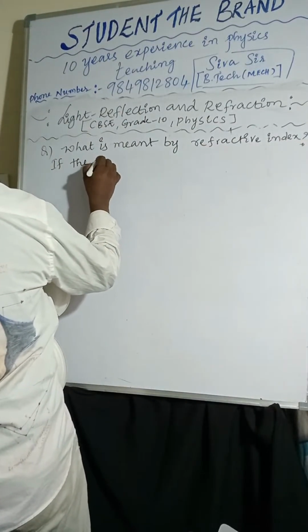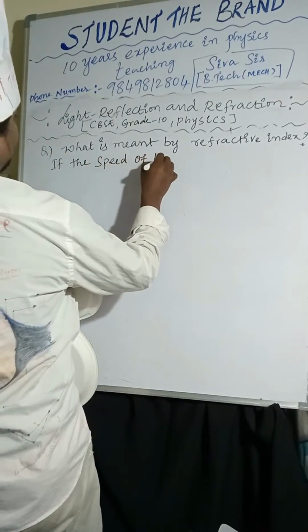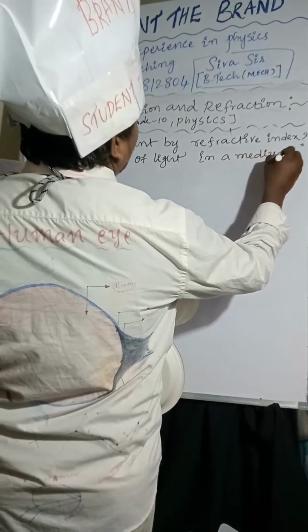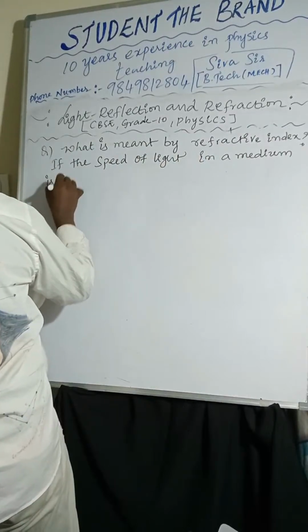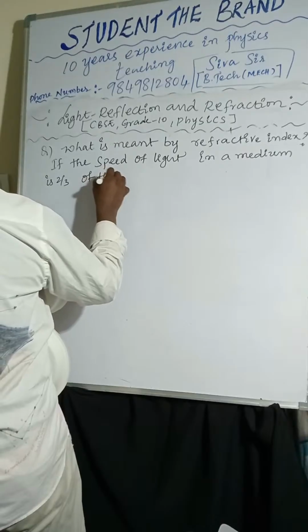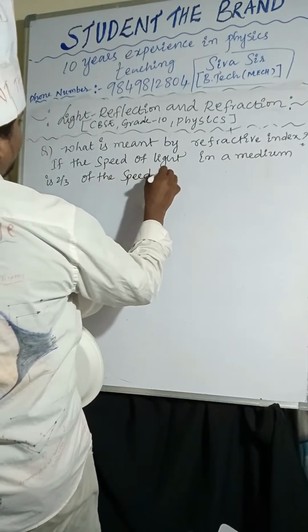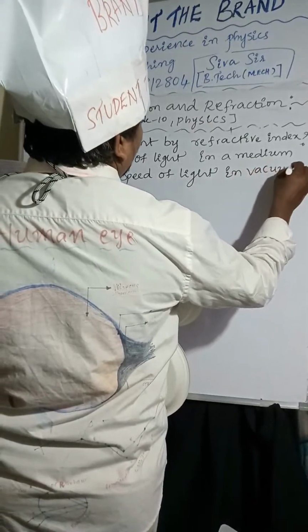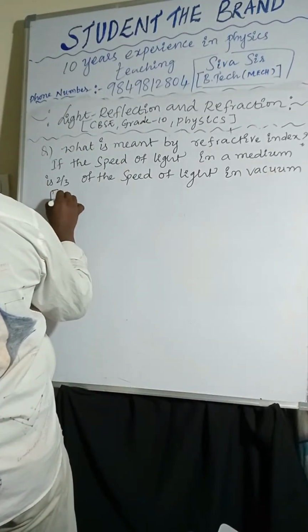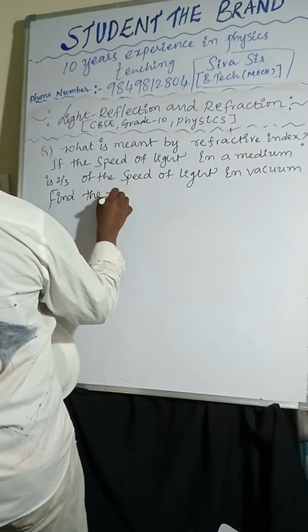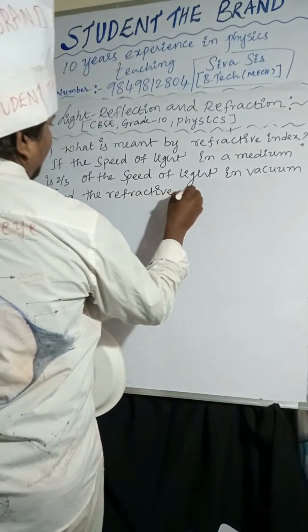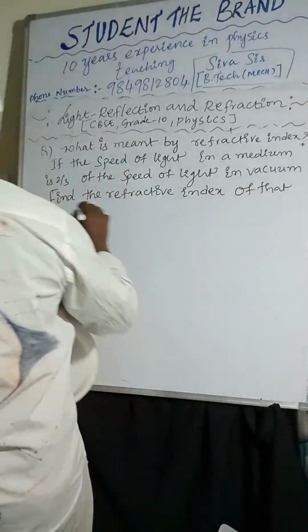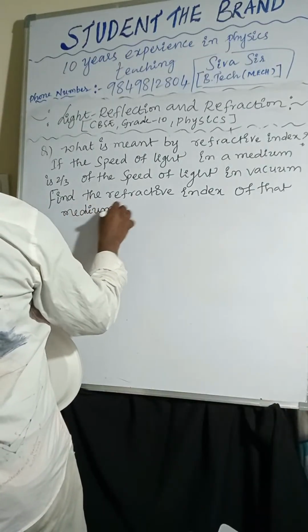If the speed of light in a medium is 2 by 3 of the speed of light in vacuum, find the refractive index of that medium. So this is one question.